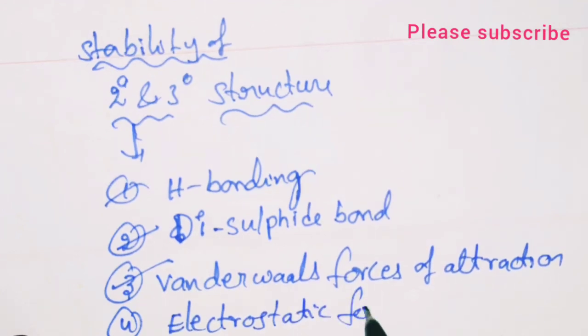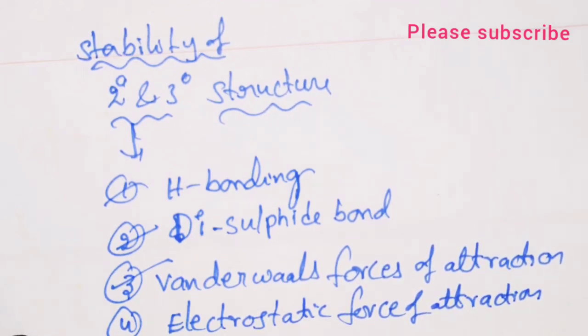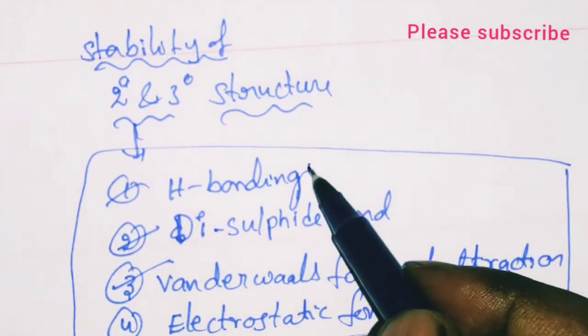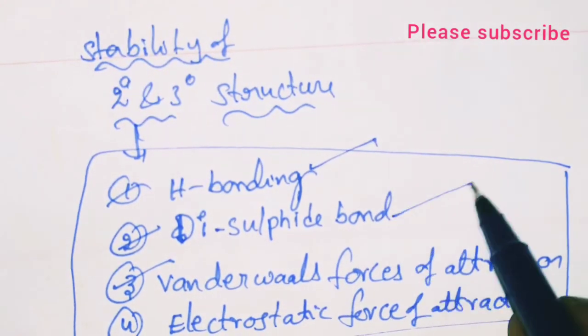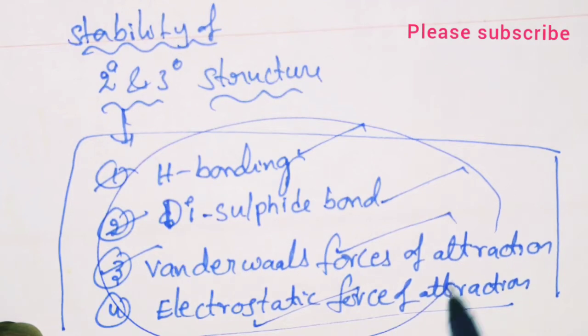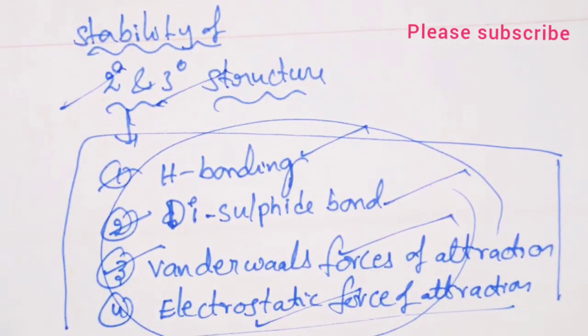Electrostatic force of attraction. That means there are many different types of attractions between this protein, that means between the alpha helix and beta pleated structures. So what are the main types of forces? Hydrogen bonding, disulfide bonding, van der Waals force, and electrostatic force of attraction are there. Because of all these attraction forces, the secondary and tertiary structures are more stable.